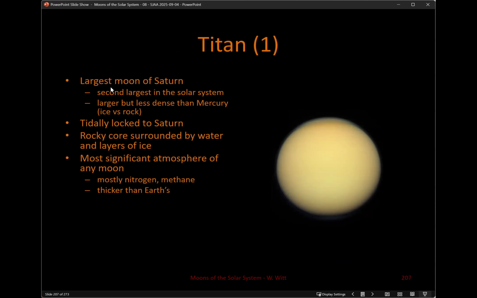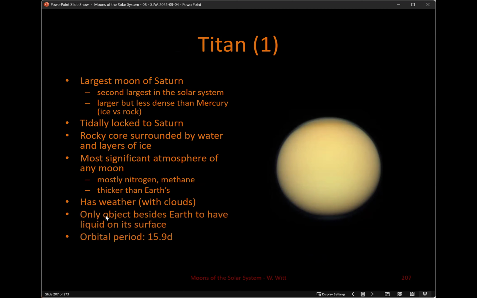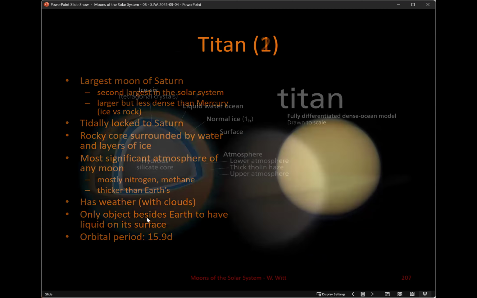Titan is the next biggest moon out, the largest moon of Saturn and second largest in the solar system, and it has a rocky core surrounded by water and layers of ice. Most significantly, it has an atmosphere, the most significant atmosphere of any moon. It's mostly nitrogen and methane, and it's much thicker than Earth's atmosphere. It actually has weather, with clouds. And it's the only object besides Earth to have liquid on its surface.